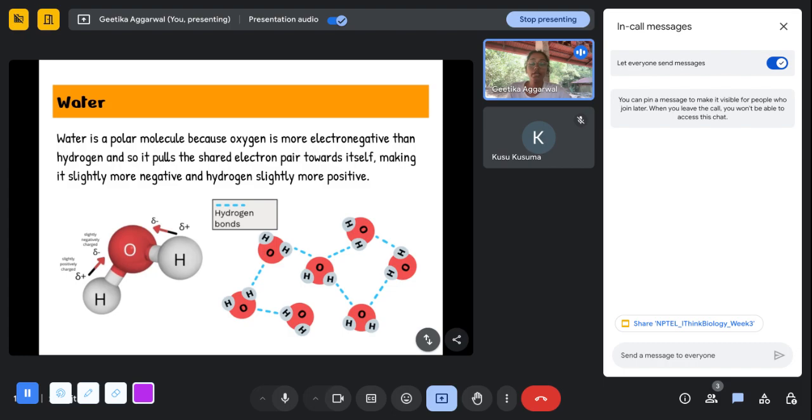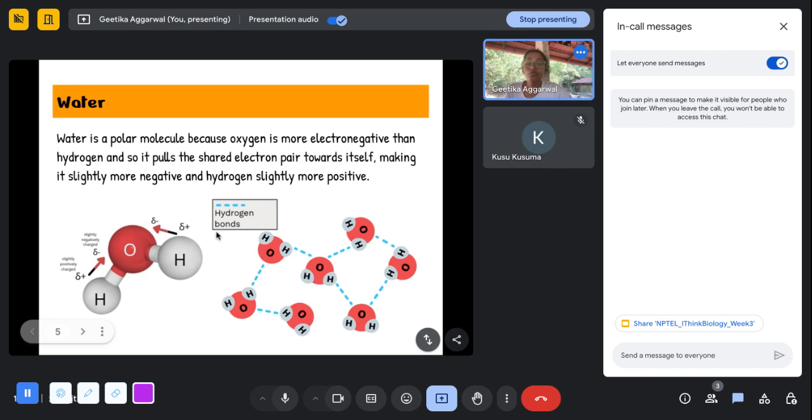Coming to water, as you might already be aware from your high school, water is a polar molecule, and that is because oxygen, which is connected to these two hydrogens to form the water molecule, is more electronegative than these hydrogen atoms. And so the shared electron pair between hydrogen and oxygen is actually pulled towards the oxygen atom, which makes oxygen slightly more negative than hydrogen, and hydrogen is slightly more positively charged.